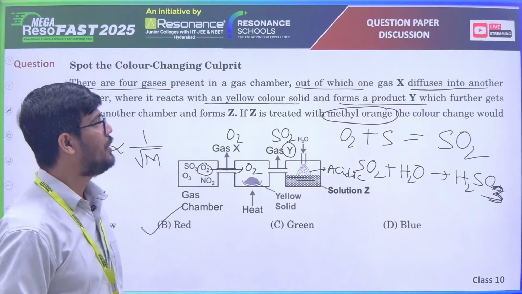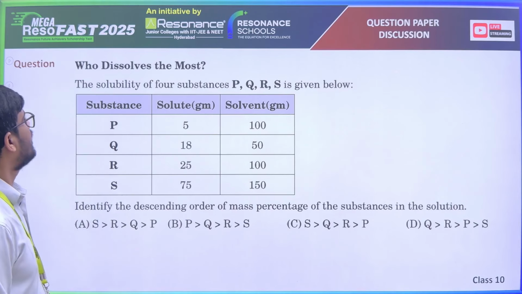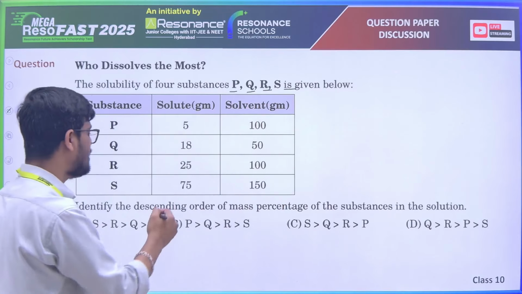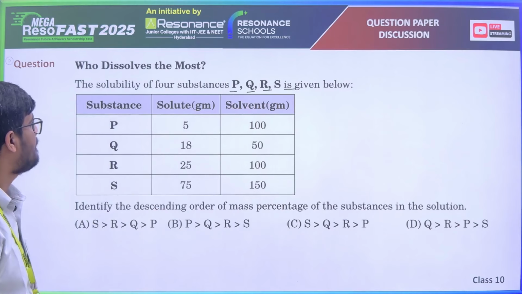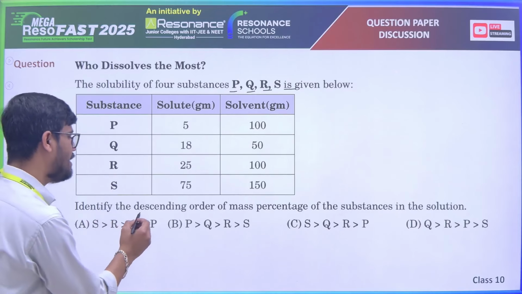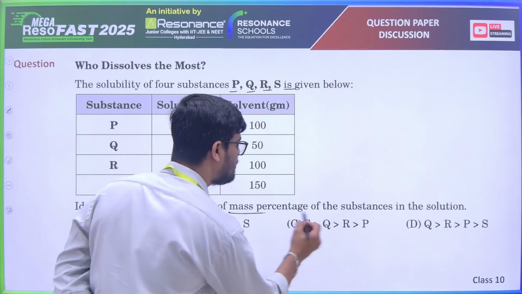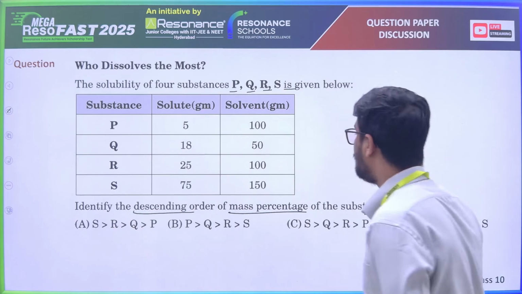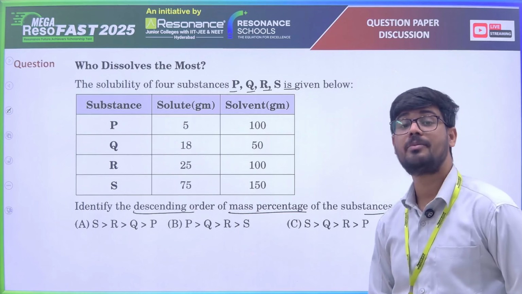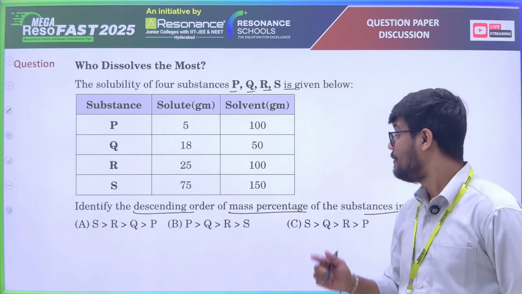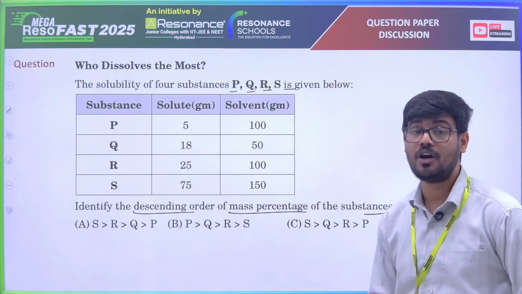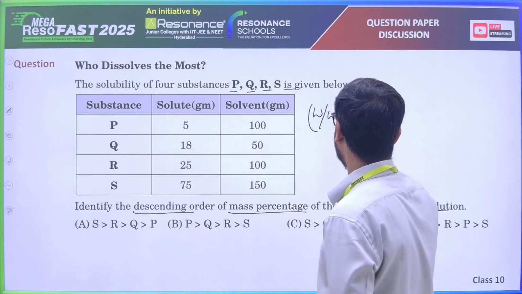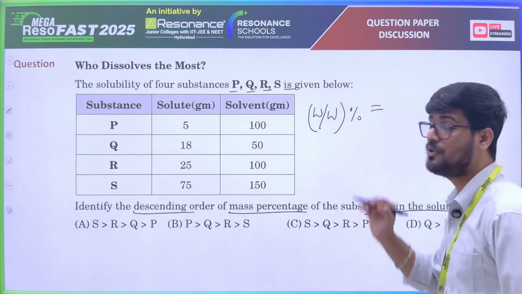Okay, so next question. The solubility of 4 substances P, Q, R, S are given. These are the solubility data. Next, identify the descending order of mass percentage of the substance in the solution. So we have to find out the descending order of mass percentage. How will we do that? First, we have to know the formula of mass percentage.